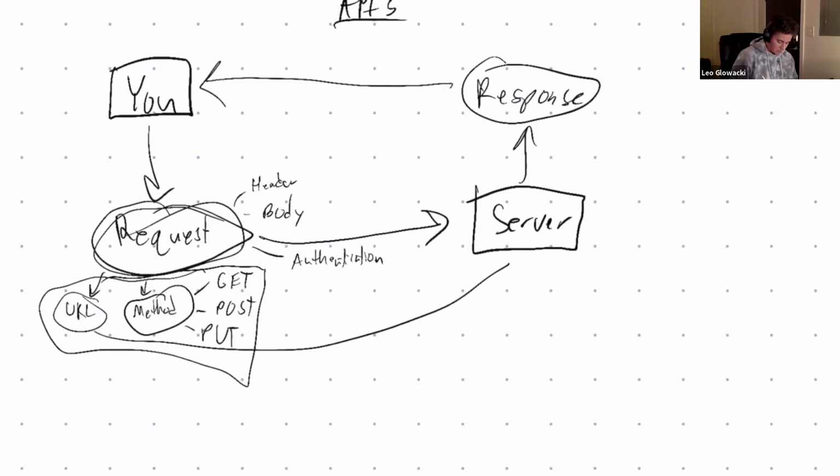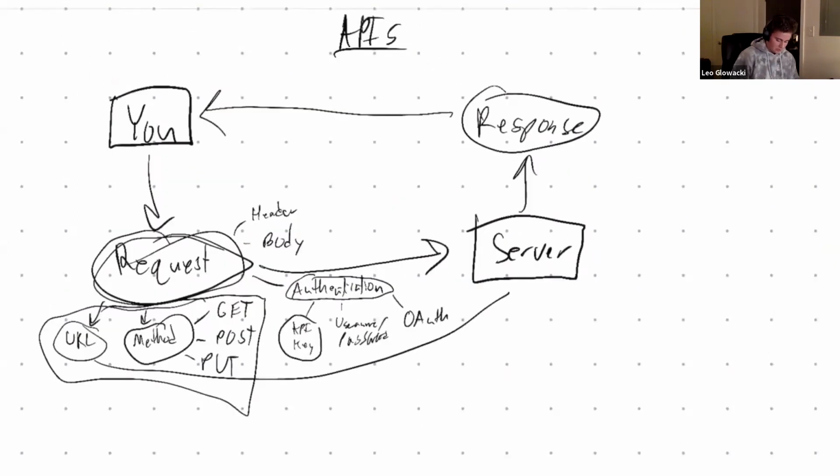And there's a few different ways that you can authenticate with a server. You can do it with an API key. You can do it with a username and password. And you can do it also with this thing called OAuth.